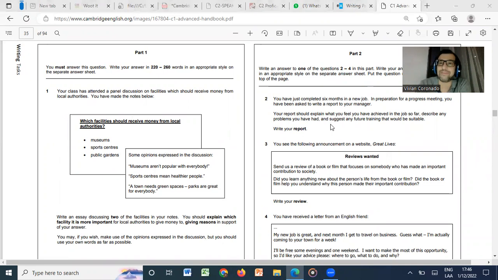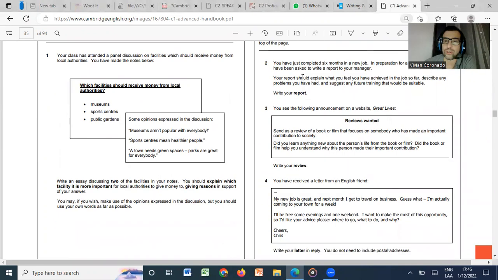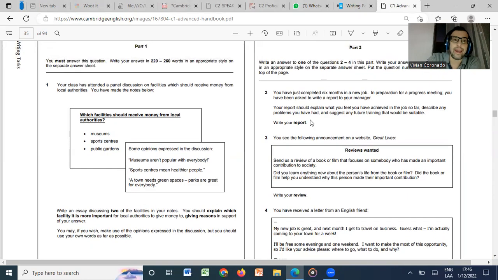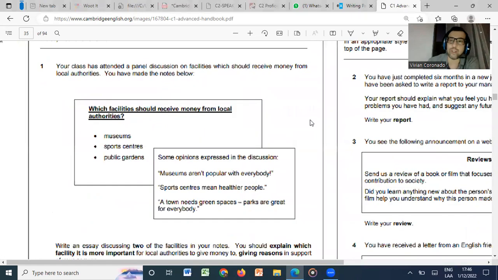In this case, for this test, we can choose to write a report, to write a review, or to write a letter. But in a moment, I'm going to tell you what's the format for each of these. Sometimes we will have to write a proposal, or maybe a formal letter, but we're going to see that later on. Let's focus right now on the essay. And this is exactly how it's going to look.